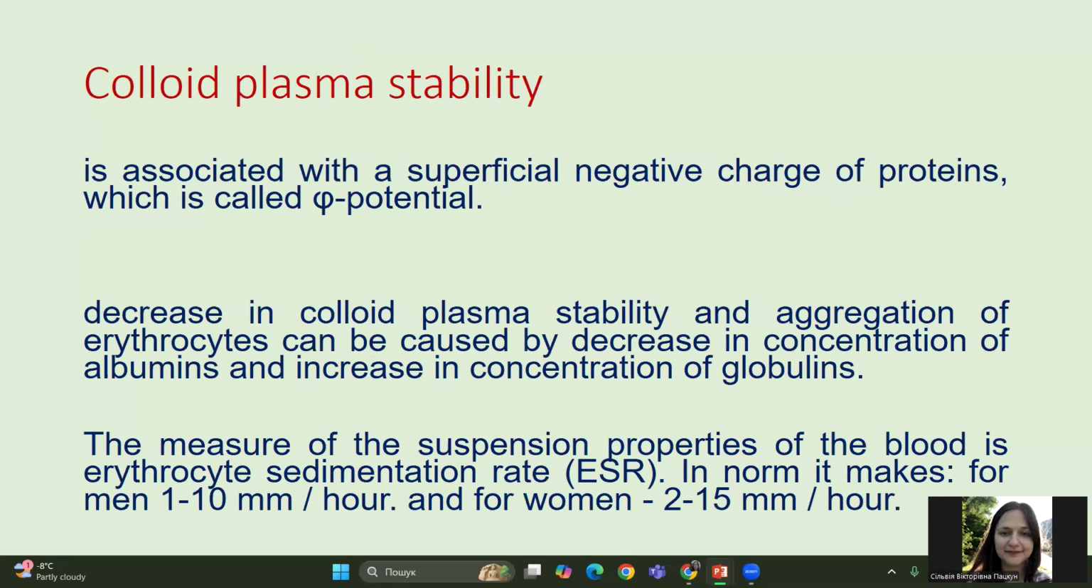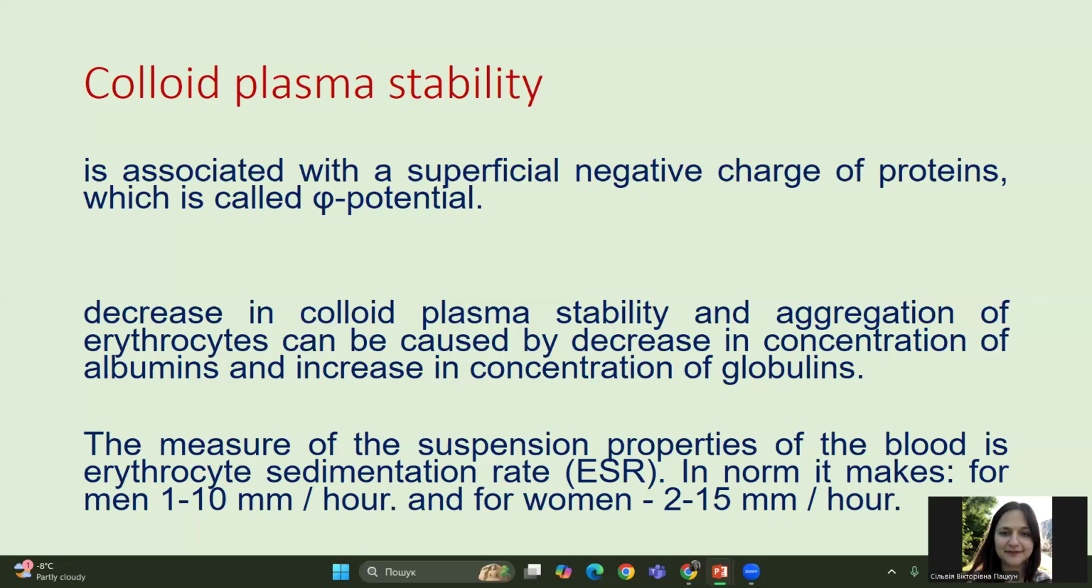Colloid plasma stability is associated with superficial negative charge of proteins, which is called Phi potential. Decreasing colloid plasma stability and aggregation of erythrocytes can be caused by decrease in concentration of albumins and increase in concentration of globulins. Measure of the suspension properties of the blood is erythrocyte sedimentation rate. Normally, it makes from 1 to 10 millimeters per hour in male and in female 2 to 15 millimeters per hour.